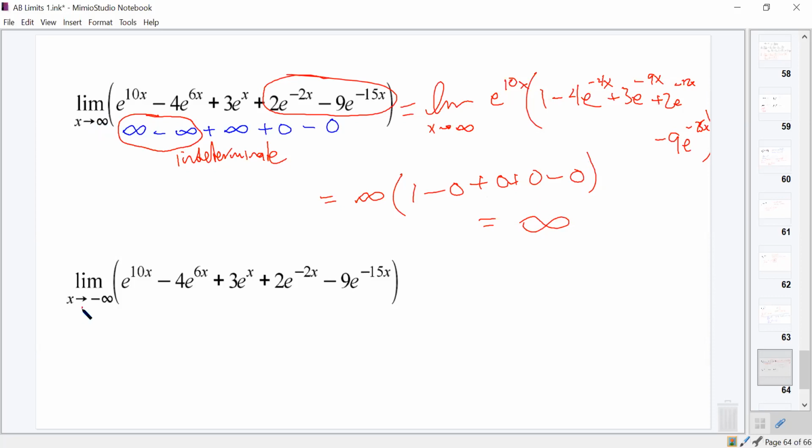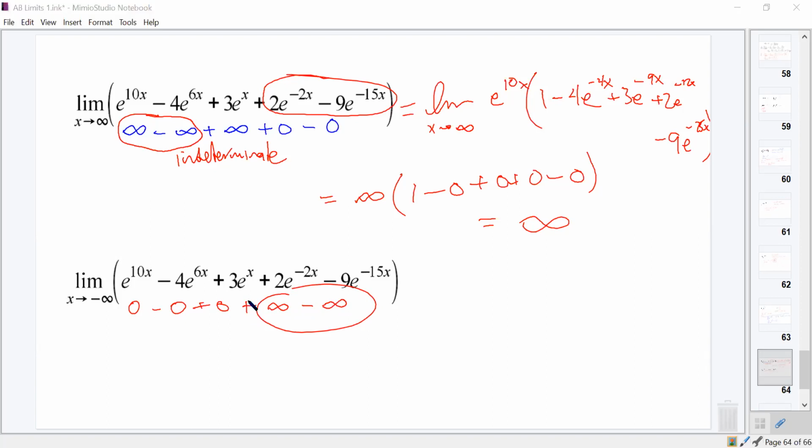What do you think we should do if we're going towards negative infinity? Plug it in. Okay, if we plug it in, what do we get to start with? 0 minus 0 plus 0 plus infinity plus infinity minus infinity. All right, and we've got infinity minus infinity, which is a problem.